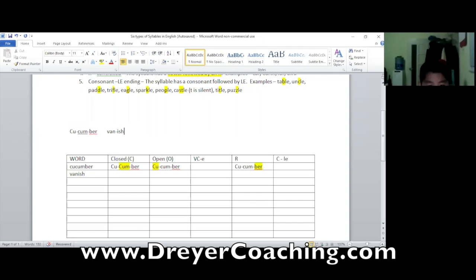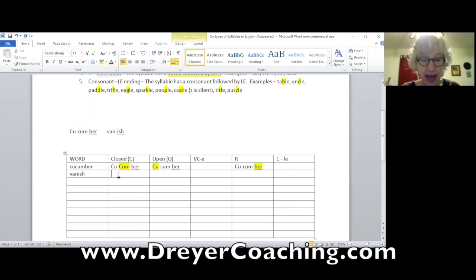It is closed. Closed is correct. You can hear the short a sound, can't you? And what about the second syllable? Open. Is it making a long I sound? Closed. They're both closed. They're both closed syllables because they make short vowel sounds. Both closed. All right?